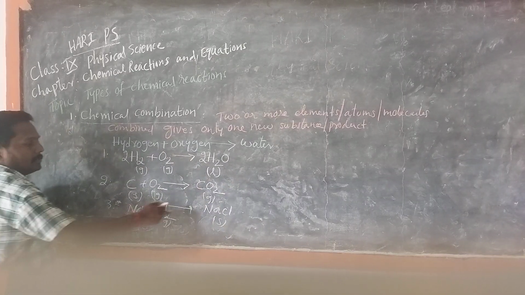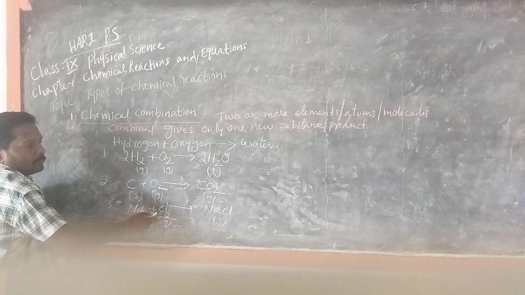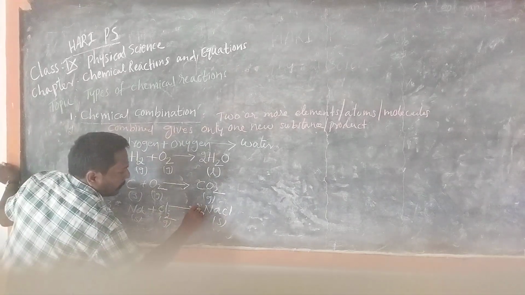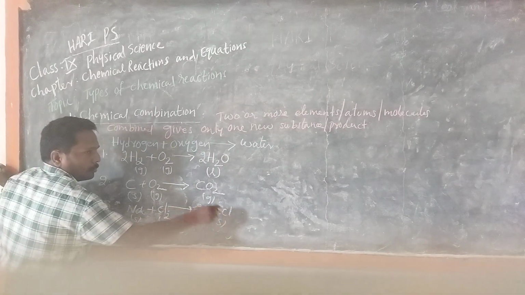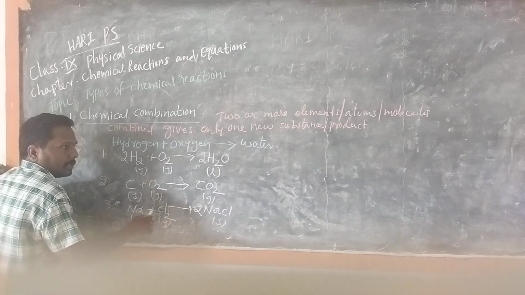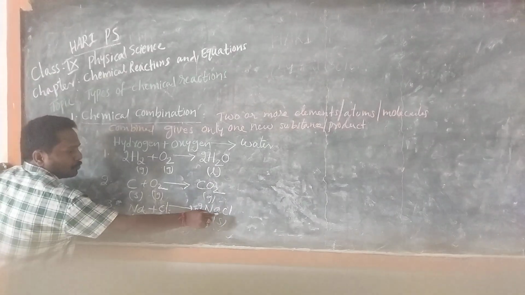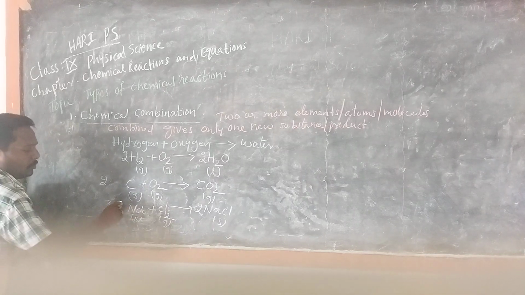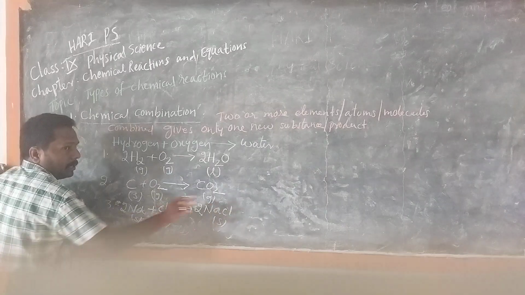Observe the balanced chemical equation. On the reactant side 2 chlorine atoms are there, but on the product side only 1, so multiply NaCl by 2. Now chlorine is 2 on both sides. Then coming to sodium, 2 sodium atoms are on the product side and only 1 on the reactant side, so we have to write 2 before sodium. So: 2Na + Cl2 gives 2NaCl.